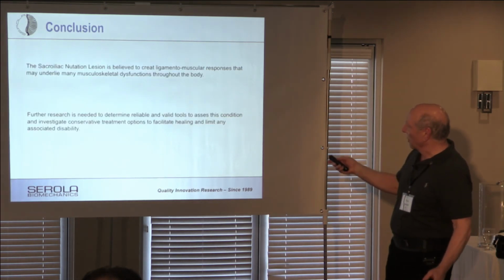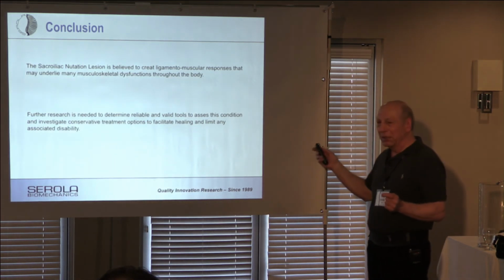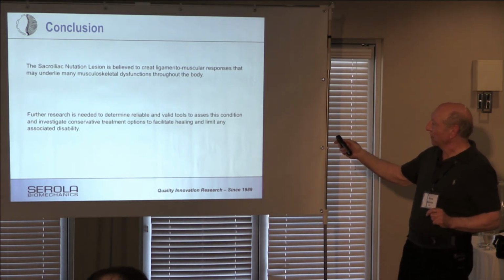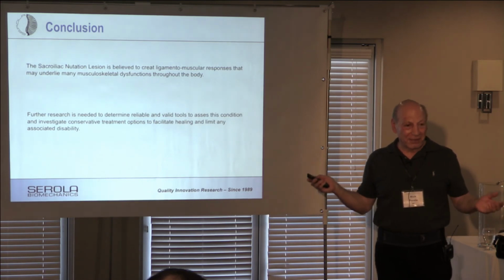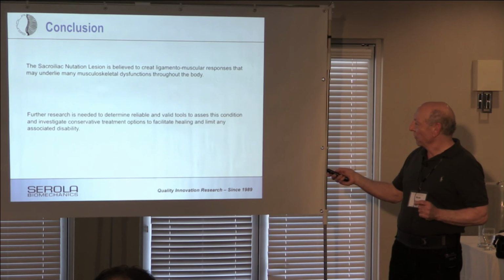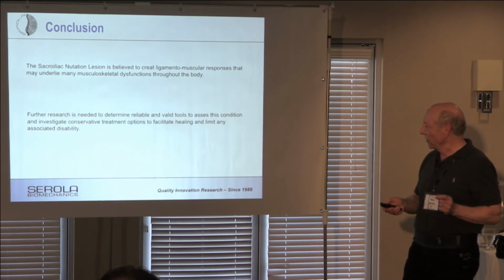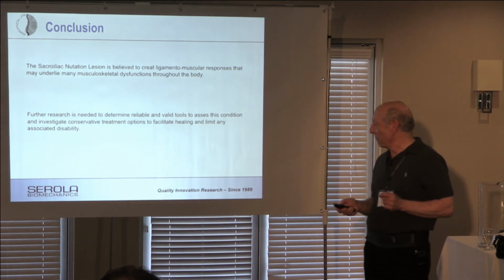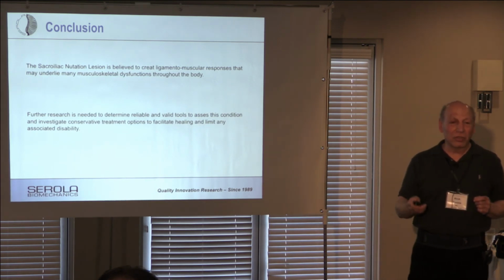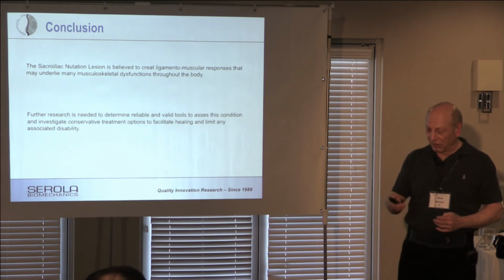Okay, here's my conclusion. The sacroiliac nutation lesion is believed to create ligamento muscular responses that may underlie many musculoskeletal dysfunctions throughout the body, including cranial disorders. Further research is needed to determine reliable and valid tools to assess this condition and investigate conservative treatment options to facilitate healing and limit any associated disability. In other words, prevention is stabilizing your SI joint.